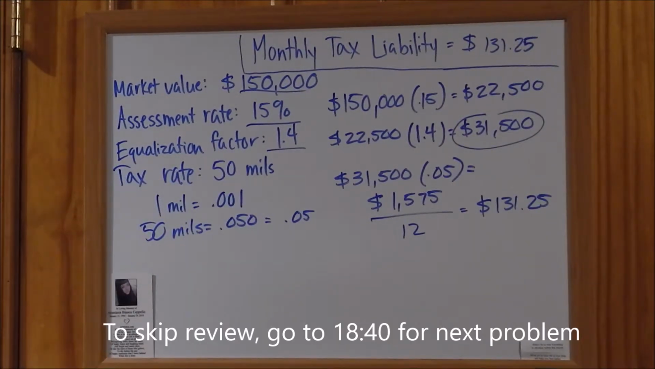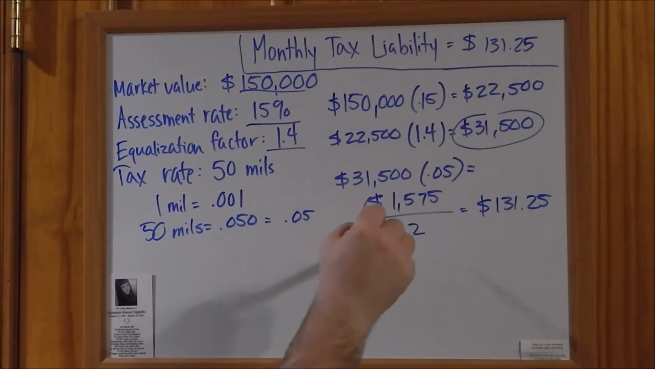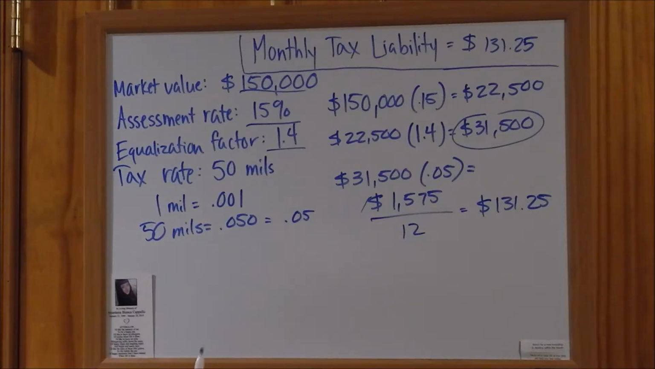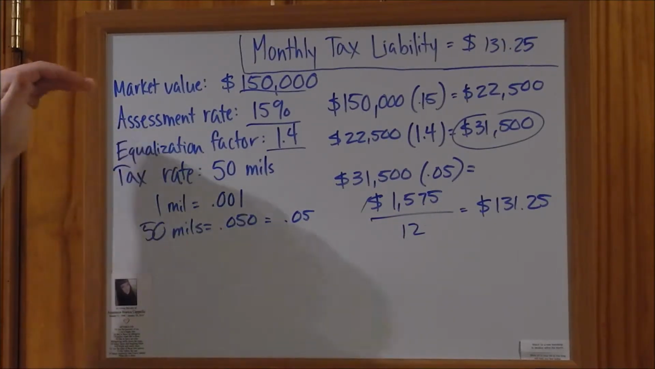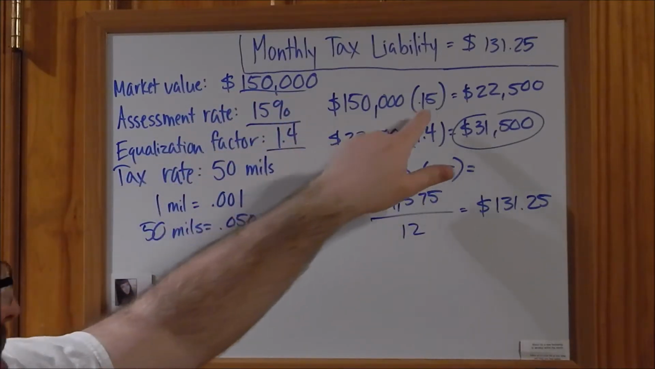So from start to finish, we have our market value of $150,000. This is going to be all multiplication up until we get down to this last part. Multiply, multiply, multiply, divide. Pretty simple. If you don't have your equalization factor, it'll just be multiply, multiply, divide. But you don't have to remember the steps. Just think about it logically. We have our total value that the property is worth. We multiply it by our assessment rate.